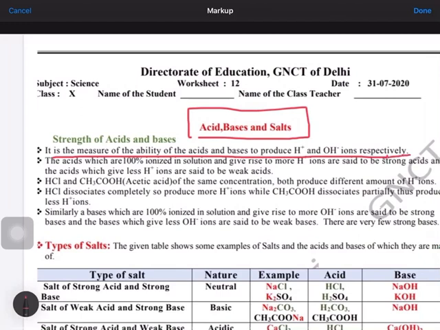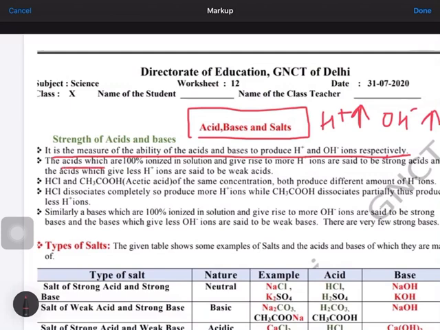We have seen in the last worksheet also the table which was saying that a strong acid will have a higher concentration of H ion and a strong base will have a higher concentration of hydroxide ion. So on the basis of the H ion and OH ion concentration, we can say that a particular chemical is a strong acid or a particular chemical is a strong base.